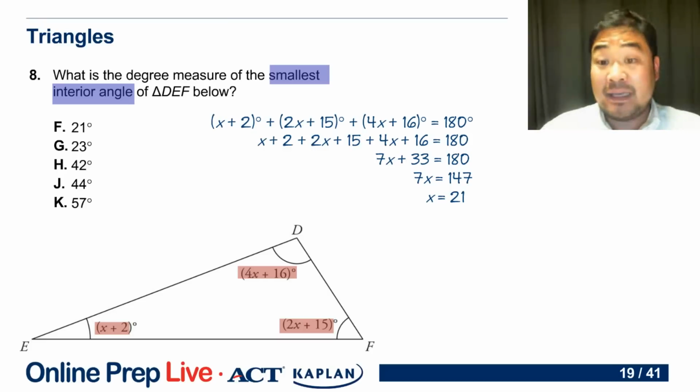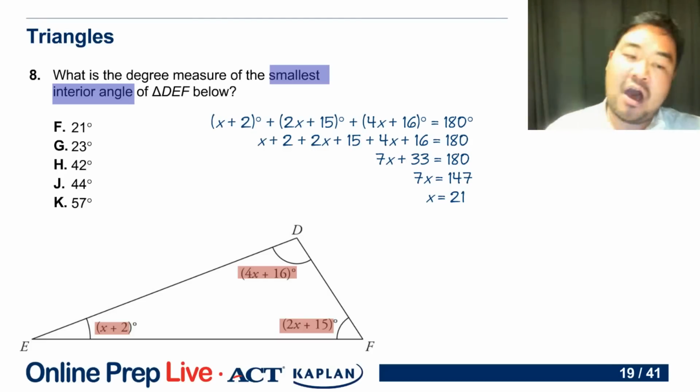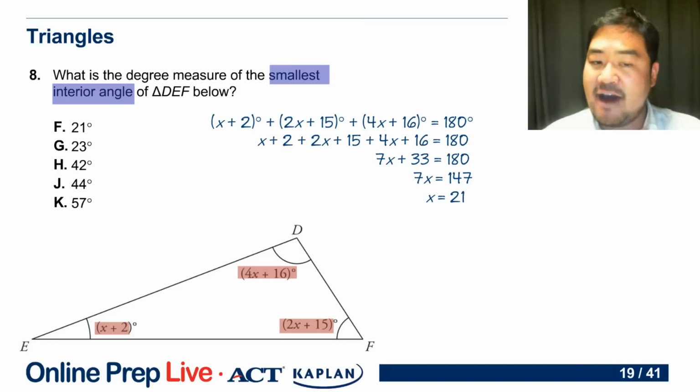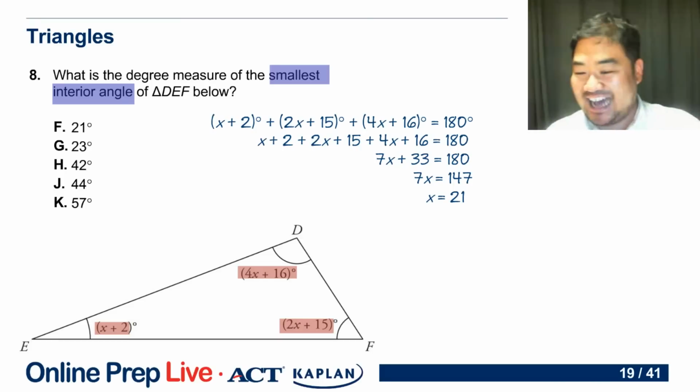We need to, well, here's the thing. A lot of people are tempted by, oh, now I have to plug in x is equal to 20 to all three of them, right? Well, wait a minute. We only care about the smallest one. So if you notice here, x plus 2, 2x plus 15, 4x plus 16, just think logically here. Which of those three is going to be the smallest? X plus 2 or 2x plus 15? Or 4x plus 16. I see Jacqueline, I see Kyla.